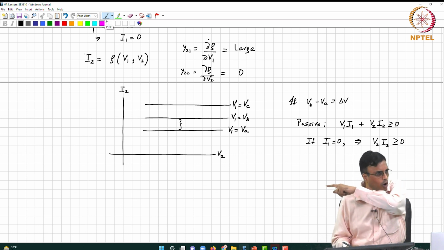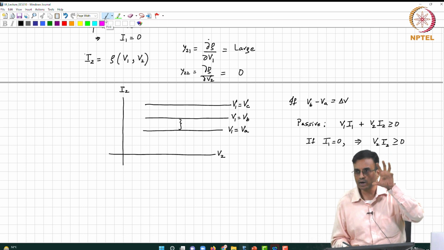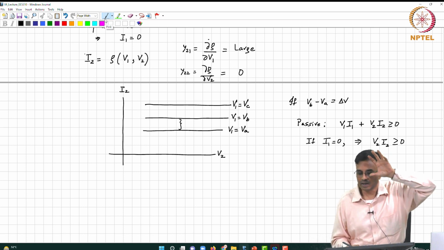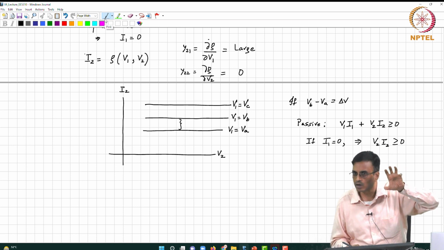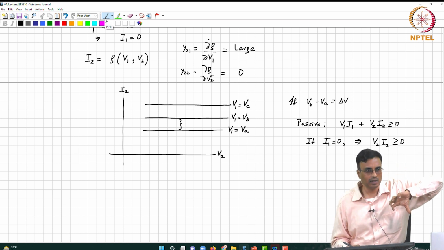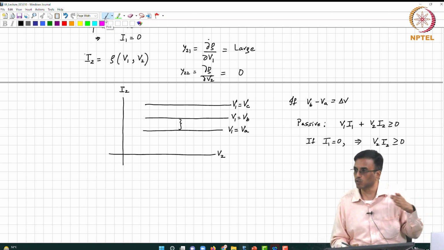They can only be in the second quadrant or either in the characteristics can only be in the first quadrant or the third quadrant, right, and they cannot be parallel to the x axis for all values of V2.